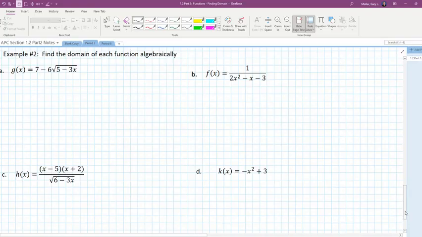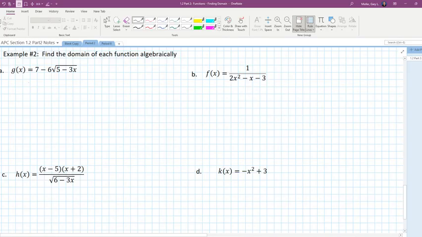Example 2. All I want you to do is figure out what the domain is and justify your answers algebraically. Okay, so again, I'll remind you, pause the video and try these yourself to get the full extent of the learning. So I look at part A, and I just ask myself the same question. What can't I do in this problem? And the answer is I cannot take the square root of anything negative. The 7 is fine, the minus is fine, the 6 is fine. None of that's going to affect what I can't do. The only thing I can't do is take the square root of a negative.